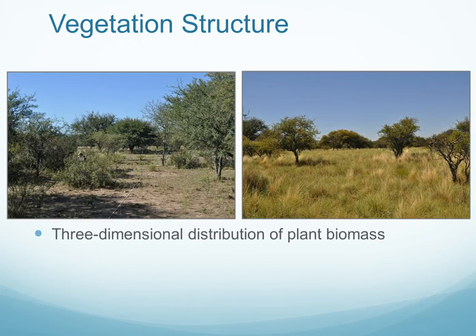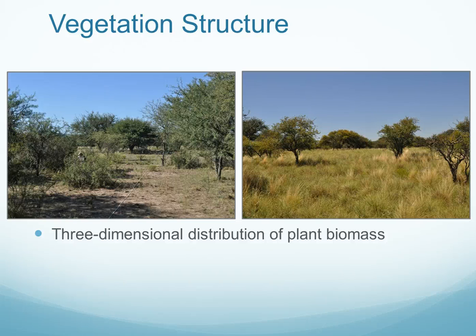Well, vegetation structure is the three-dimensional distribution of plant biomass, but how do we actually measure that? If we look at these two pictures here, they are both open woodlands, but they have very different arrangement of plant material. You can see in the image on the left, there's a shrub layer, but not much of an herbaceous component compared to the image on the right, where there's a lot of material in the herbaceous layer and not nearly as many shrubs.